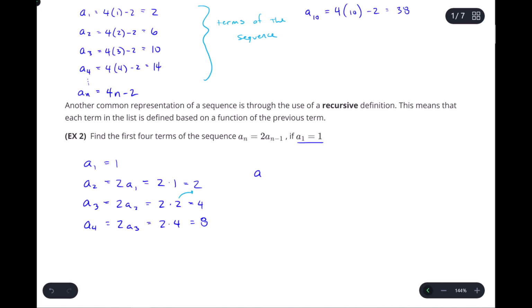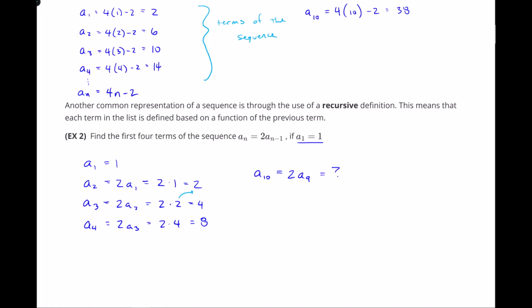Now, in a recursive sequence, we can't jump. So for instance, if I wanted to know what a sub 10 is at this point, or even just a sub 6, the thing is, I would need to know what the previous one is, so 2 times a sub 9. But I don't know a sub 9 yet because I haven't calculated it. So I'd have to go back and do a sub 9, which would mean I need to do a sub 8, and so forth until I get back to a previous value. So you can't skip those values.